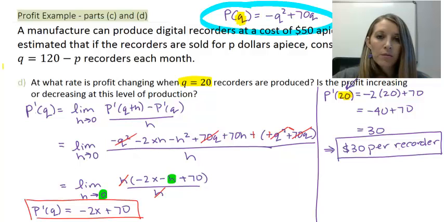So this finishes up my profit examples, and in fact, this actually finishes up all examples of applications of the derivative. So now not only can you compute the derivative, you should be able to apply it in almost any different type of problem that you can see out there.